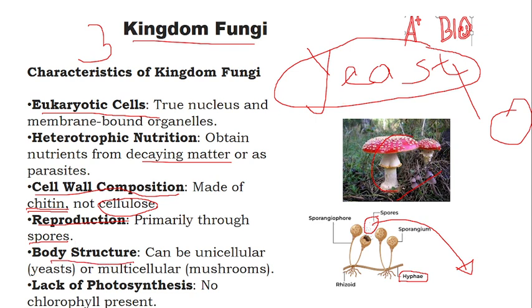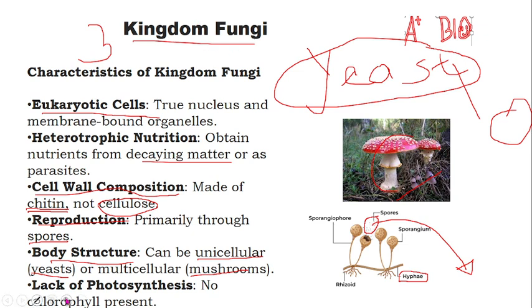Body structure can be unicellular, and if it is unicellular, it is yeast. But the remaining ones are, for example, mushrooms. Remember that we have said fungi are multicellular. Keep in mind that they are multicellular organisms, but there is only one exception, which is yeast. I hope you are understanding.